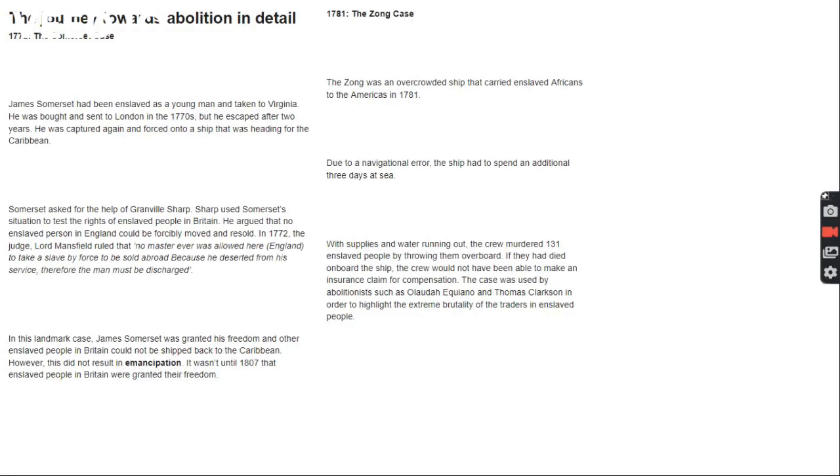1781, the Zong case. The Zong was an overcrowded ship that carried enslaved Africans to the Americas in 1781. Due to a navigational error, the ship had to spend an additional 3 days at sea. With supplies and water running out, the crew murdered 131 enslaved people by throwing them overboard. If they had died on board the ship, the crew would not have been able to make an insurance claim for compensation. The case was used by abolitionists such as Olaudah Equiano and Thomas Clarkson in order to highlight the extreme brutality of the traders in enslaved people.